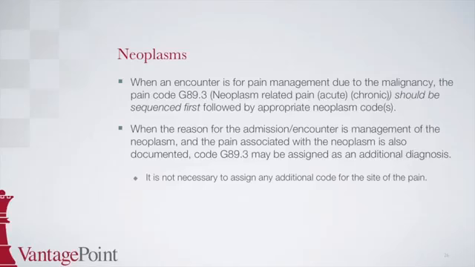When the reason for the encounter is pain management due to the malignancy, you're going to code G89.3 for neoplasm-related pain first, followed by the neoplasm code or codes which are causing the pain. If the reason for the encounter is treatment of the neoplasm, and documentation states that the patient is also experiencing pain related to the neoplasm, G89.3 would in that case be an additional diagnosis. When you're using code G89.3, it is not necessary to use another code for the site of the pain because the malignancy code indicates the anatomic site.